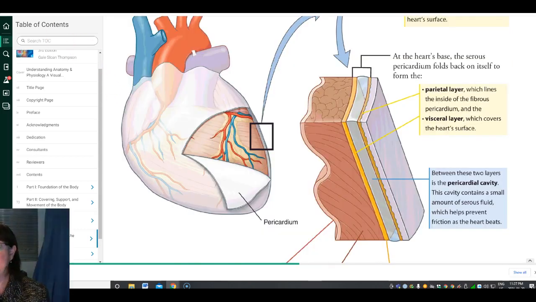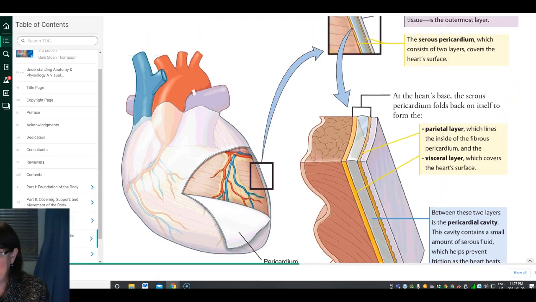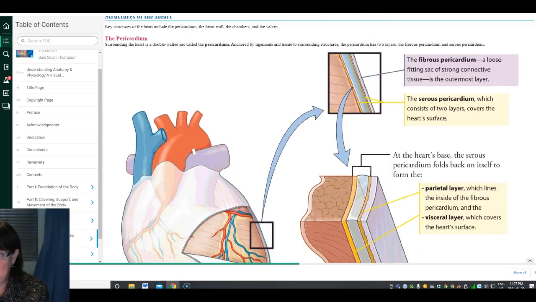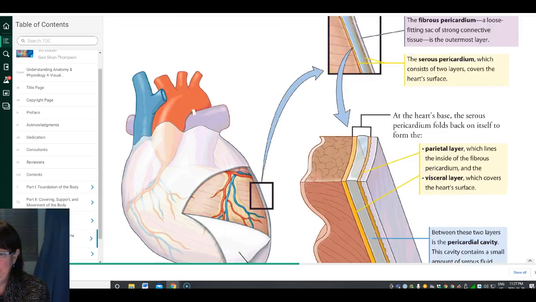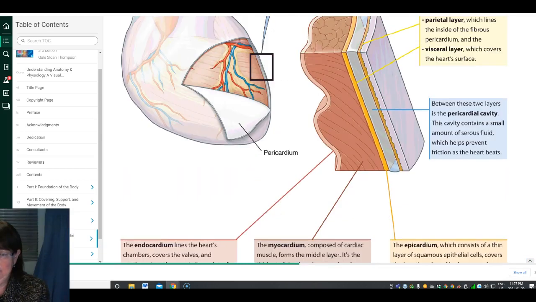Now the heart muscle itself is located in a sac, a very tough fibrous sac with a couple of layers, and that's called the pericardium. So the pericardium, being a serous membrane, has the parietal layer, which is the outside, and you have the visceral layer, which then covers the heart itself. So you've got many layers to the pericardium.